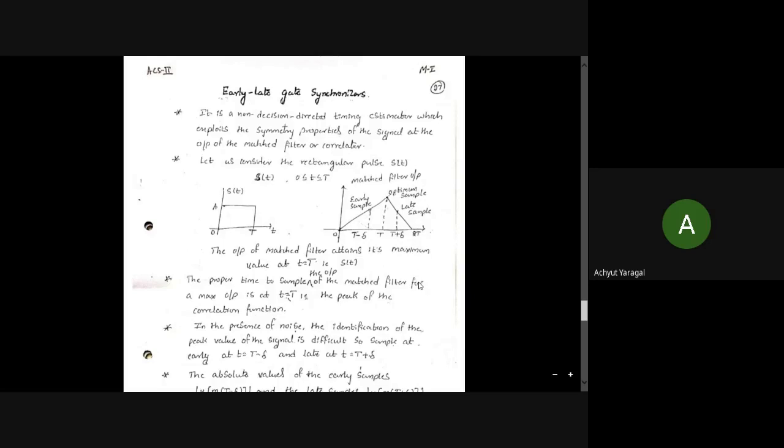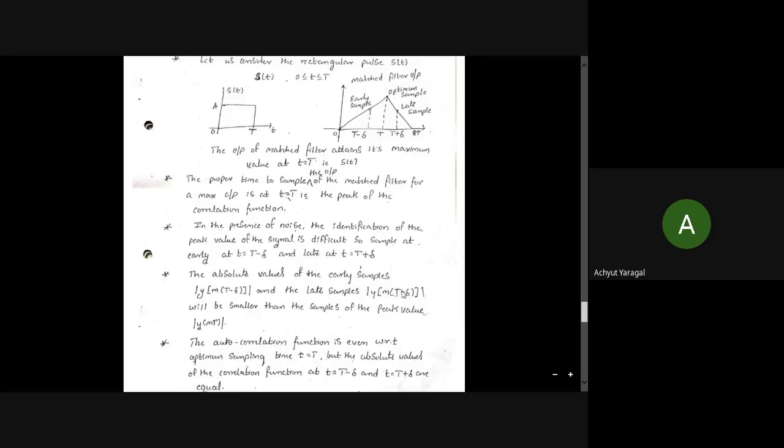Okay, this is how we can understand the early late gate synchronizer, and this is the reason we go for this particular methodology. In that case, if you take the early samples you will have m into bracket of T minus delta, and if you take the late samples, that is m into bracket of T plus delta. If at a peak value, you are going to get y of m into T. Then here the autocorrelation function is given.